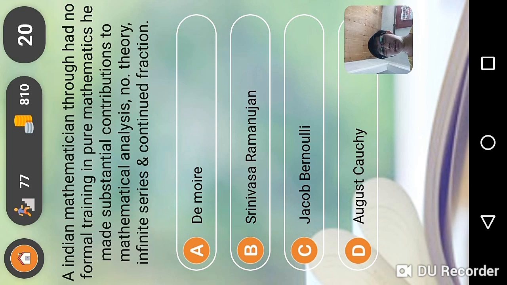Indian mathematician, though he had no formal training in pure mathematics, he made substantial contributions to mathematical analysis, number theory, infinite series, and continued fractions. Ramanujan.